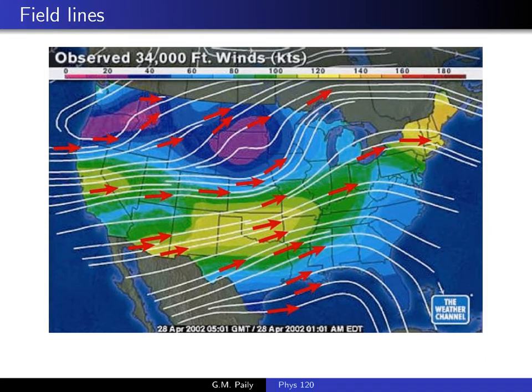Another wind map, and now we see the relationship between the field vectors and the field lines. Notice that the field vectors are always tangent to the field lines. So these are two different representations of the same vector field. One is a collection of field vectors, the red arrows, and one is a collection of field lines. Properties we notice are that the field vectors are tangential to the field lines and that the field lines do not cross.